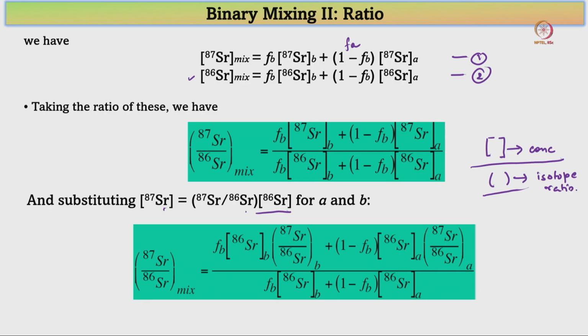So, if I do the substitution and replace 87 strontium in this equation, I am left with this equation where 87 strontium by 86 strontium of the mix is equal to the Fb term plus 1 minus Fb into the A term, divided by, again if you do that calculation you will reach this, Fb times the concentration of 86 strontium in B plus 1 minus Fb into 86 strontium of A.